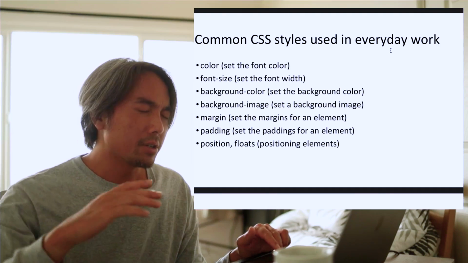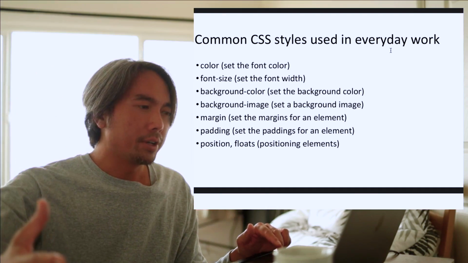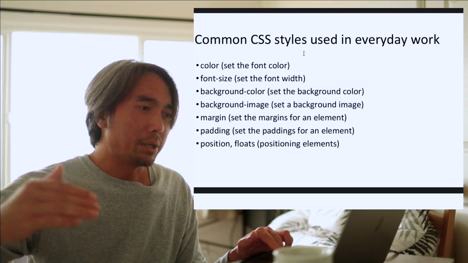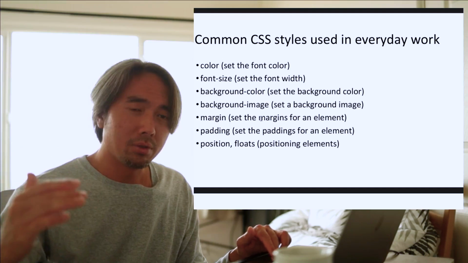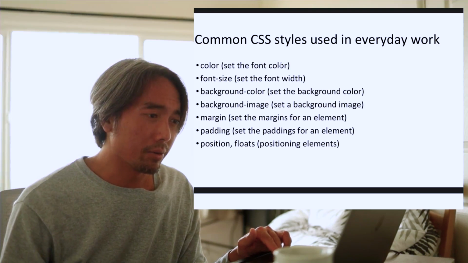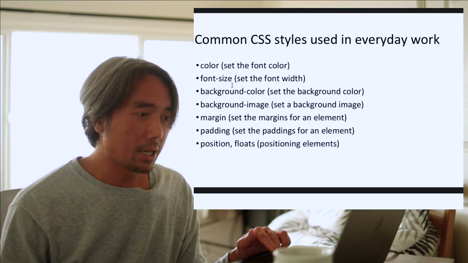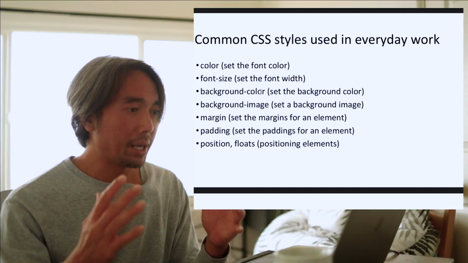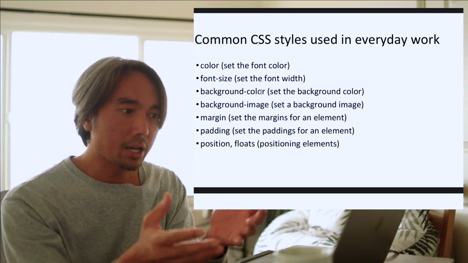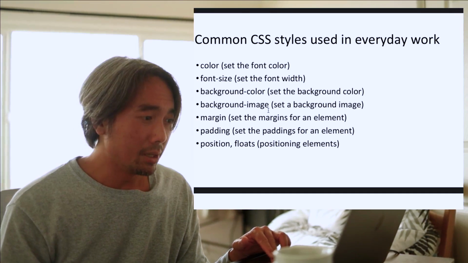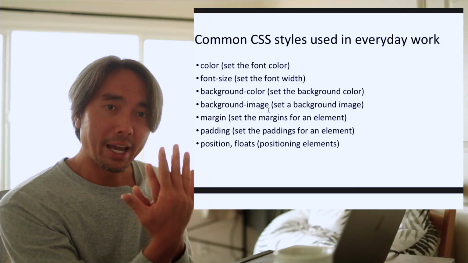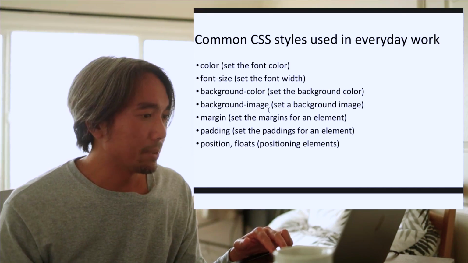There's a huge flurry of different attributes you can specify for style. But here's just a list of the common ones you'll use every day in work. One is the color of the font. Two is the font size. Three is the background color of, let's say, your page or this particular block. Background image, let's say this particular block has a background image or pattern you want to specify.